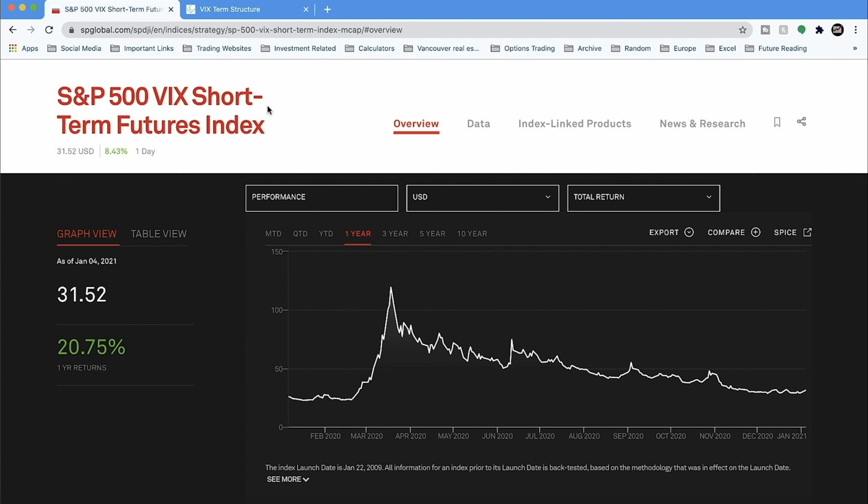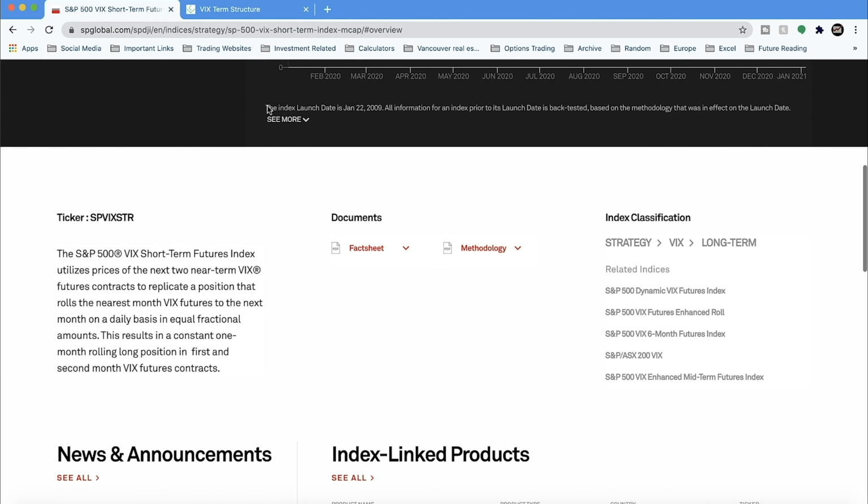This is the SP VIX STR index, the S&P 500 VIX short-term futures index. If we scroll down to the description, the S&P 500 VIX Short-Term Futures Index utilizes prices of the next 2 near-term VIX futures contracts to replicate a position that rolls the nearest month VIX futures to the next month on a daily basis in equal fractional amounts. This results in a constant 1-month rolling long position in first and second month VIX futures contracts.